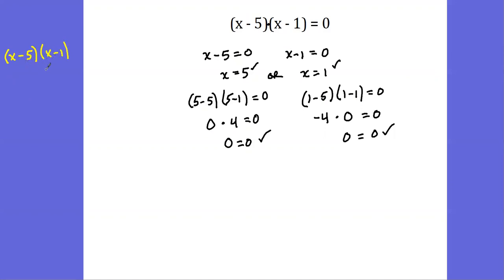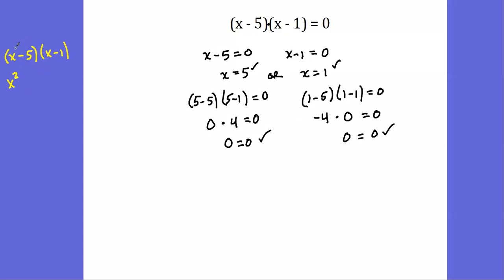I have a process that I can follow called FOIL. Or you can think of it as the distributive property twice. I'm going to distribute this x, I'm going to distribute this negative 5, and I'm going to have a new expression here that is equivalent to this expression, but just looks a little bit different. So x times x is x squared.